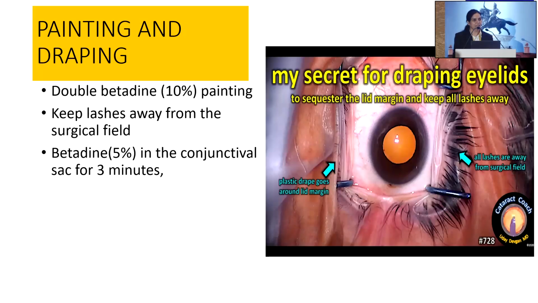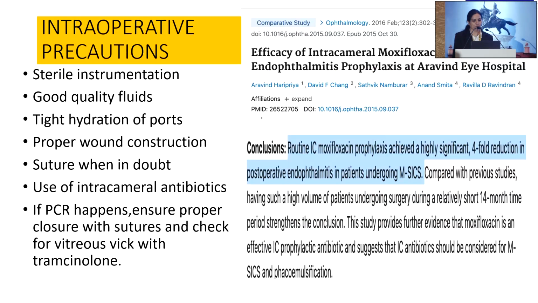If the surgeon feels he does not have time inside, we can instill the eye drops outside, in the pre-op room. Intraoperative precautions are sterile instrumentation, good quality fluids, tight hydration of the ports, proper wound construction, and suturing whenever you are in doubt. Use intracameral antibiotics, and if a PCR happens, ensure proper closure with sutures and check for vitreous with triamcinolone.